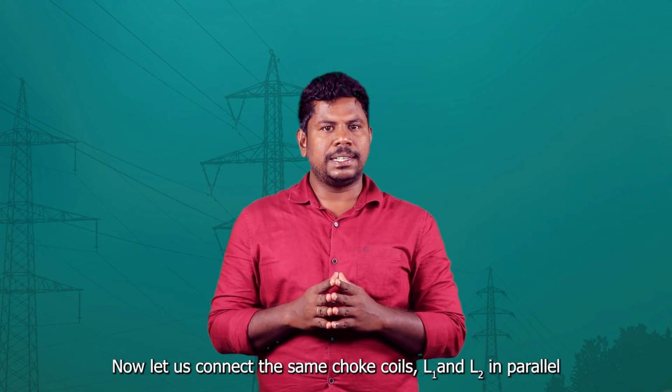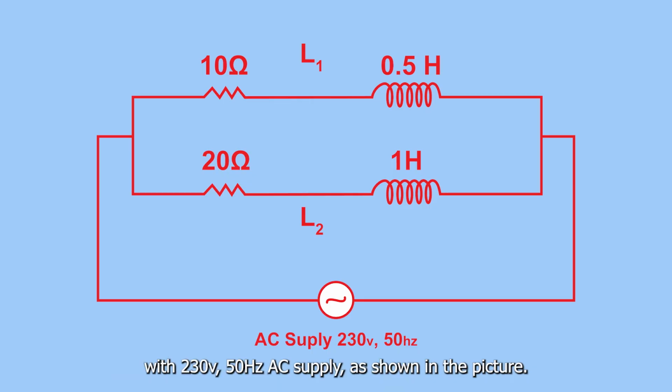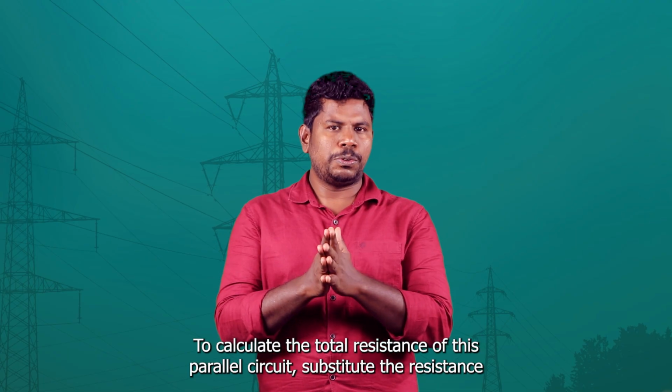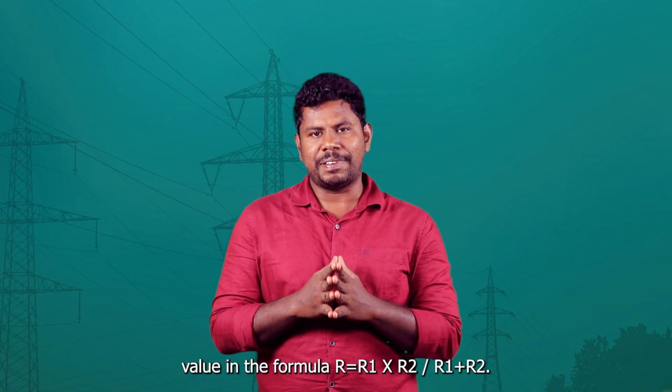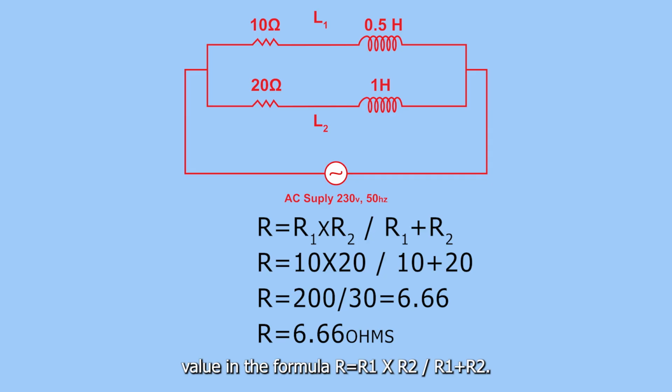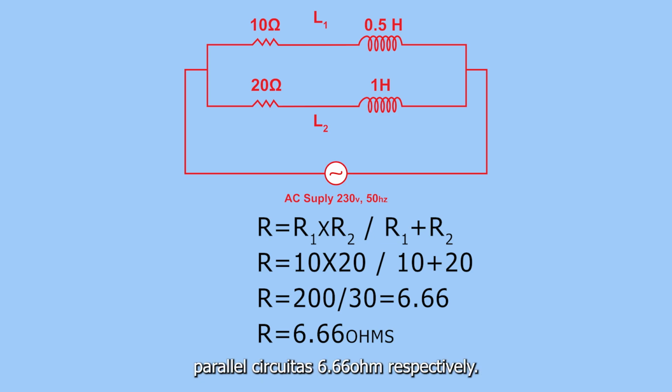Now, let us connect the same choke coils L1 and L2 in parallel with a 230 volt 50 Hz AC supply as shown in the picture. To calculate the total resistance of this parallel circuit, substitute the resistance values in the formula R is equal to R1 into R2 divided by R1 plus R2. By simplifying this equation, we get the total resistance of this parallel circuit as 6.66 ohms.